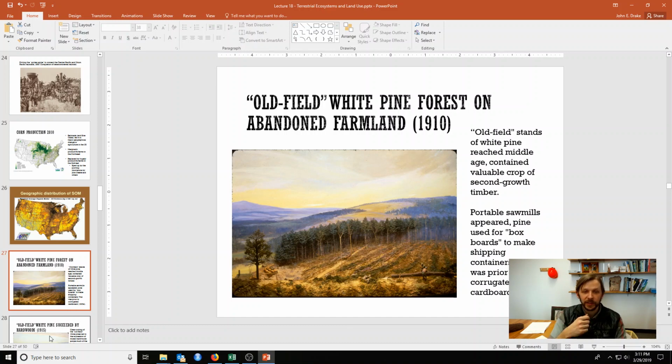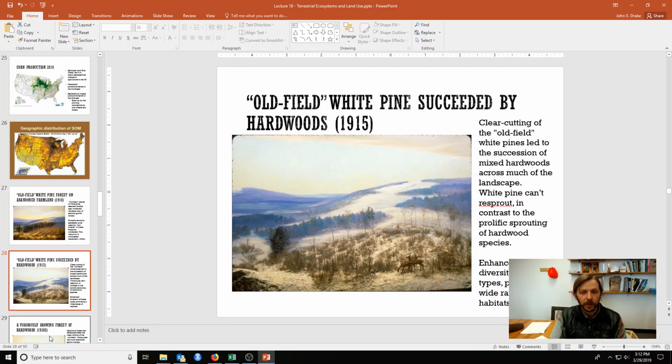And here we see a relatively small operation of felling of these white pines, these two guys working here in the foreground. And at this time, pine was used for many things. It was used for box boards and shipping containers before the invention of corrugated cardboard. In many places, not every place, but in many places, these old field white pines, after they were cut and removed, were replaced by a whole suite of other different hardwood species, of slightly later successional species.